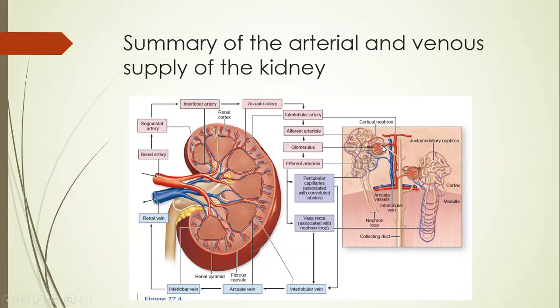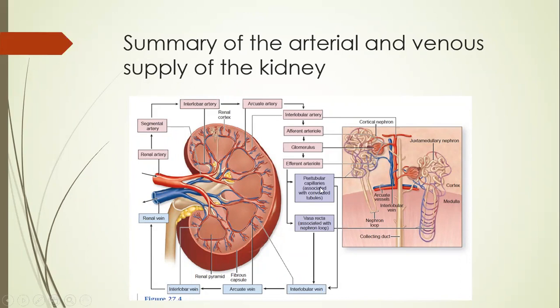Okay, the afferent arteriole will be present here, supplying the glomerulus. Then it goes to the glomerulus. Then we have the efferent arteriole. This is the area where blood is supplied by an artery and also drained by an artery, not a vein. This is called the efferent arteriole.